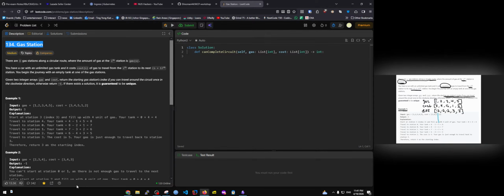But in this case, we can see that since this is negative, right? It's just right off the bat, this is not going to work. This starting position is not going to work. What about this one? It's also negative. It's not going to work. This one's also negative. It's not going to work. This one is positive, right? So since the difference is 3, that means that even after we move to the next position, we have 3 gas in our tank, right?